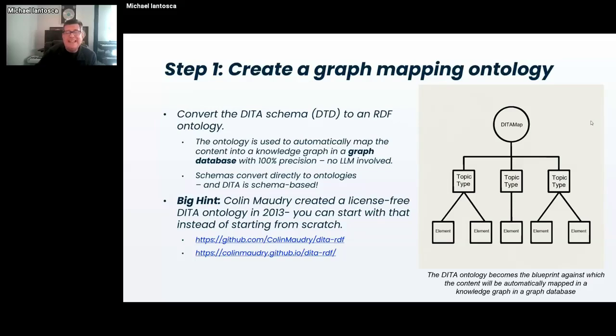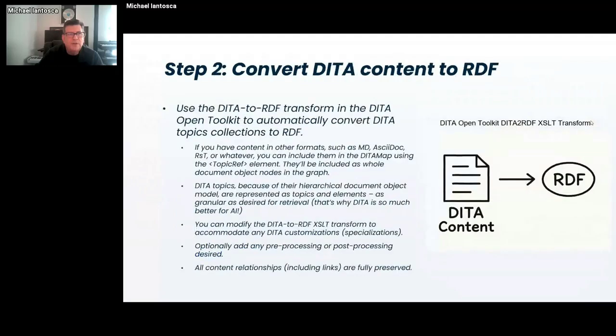And guess what? Somebody did this in 2013, we discovered, Colin Maudry, and he put it on GitHub as open source, as free to use. So we actually started with that, and we took Colin's ontology that was based on the DITA map schema, and we updated it a little bit because the latest DITA map schema has a few additions to it, but you can start there and jumpstart. And what you do is you convert that schema into an OWL ontology, pretty straightforward.